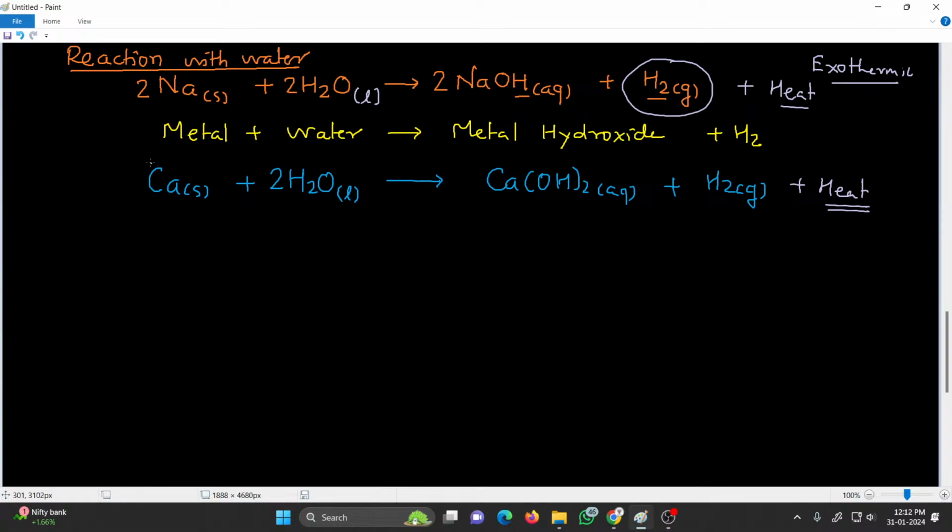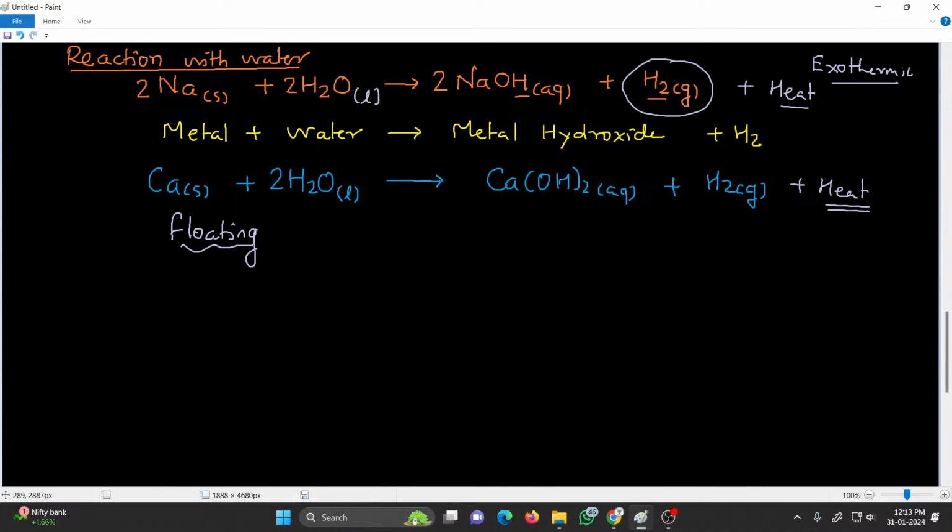But in this case, calcium initially sinks into water, afterwards starts floating on the surface of water. And this is because hydrogen bubbles stick to the calcium metal, and by sticking they make it lighter. That means the density of that combination becomes less than the water, and then it starts floating on the surface of water.